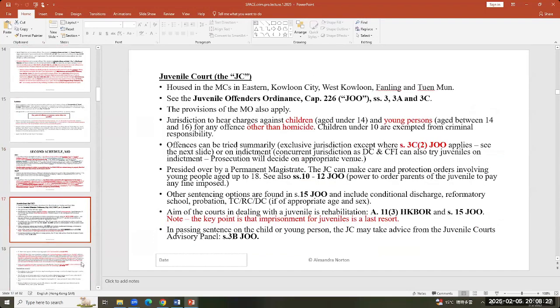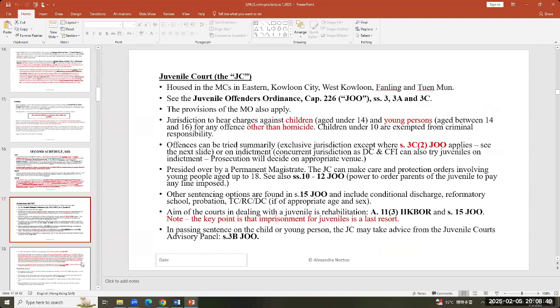The magistrate's court also houses the juvenile courts. So we'll take a look at the juvenile offenders ordinance. But the juvenile court hears charges against children under the age of 14 and then against young people under the age of 16, except for if it's homicide.